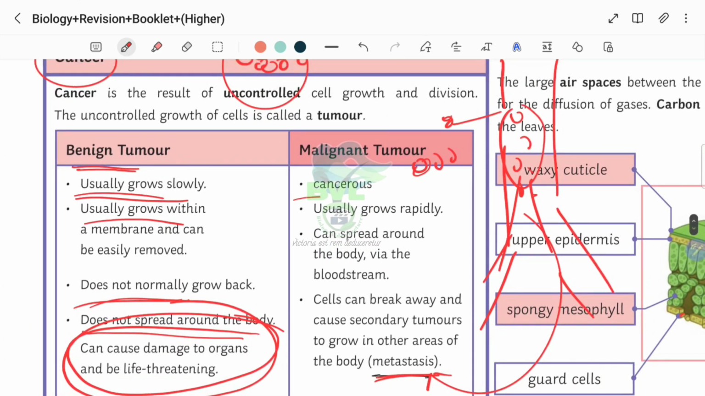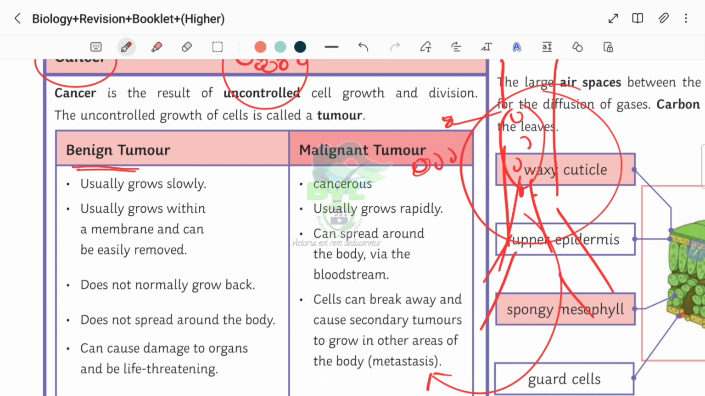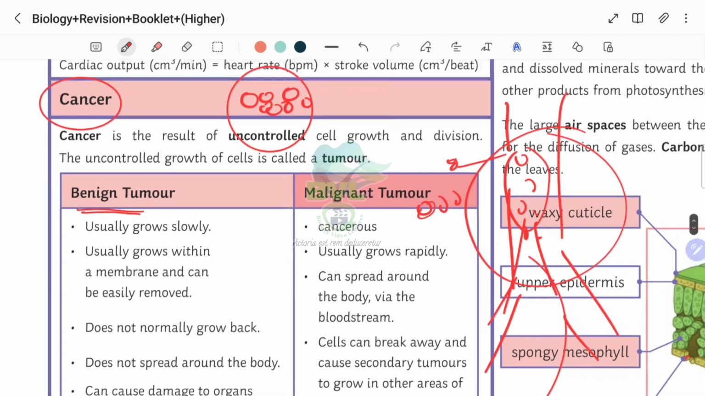On the other hand, malignant tumors that spread are cancerous, which means that they can spread around and also affect other parts. Usually it grows fast, it goes through the bloodstream. That's what I just explained earlier on, and it can break away, so to say. So you may want to pause the video here just to see the differences between malignant tumor and benign tumor. Remember, cancer just means that the cell is reproducing rapidly and it forms a mass called a tumor.